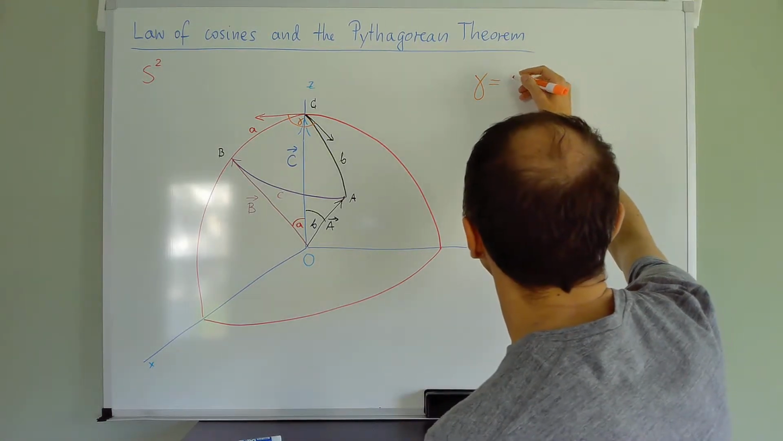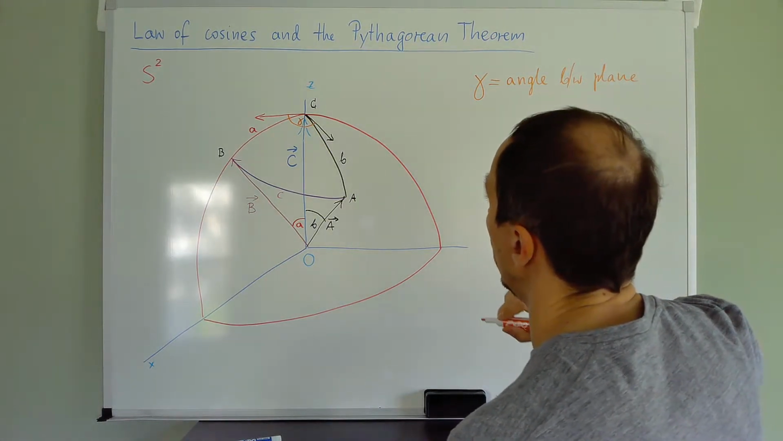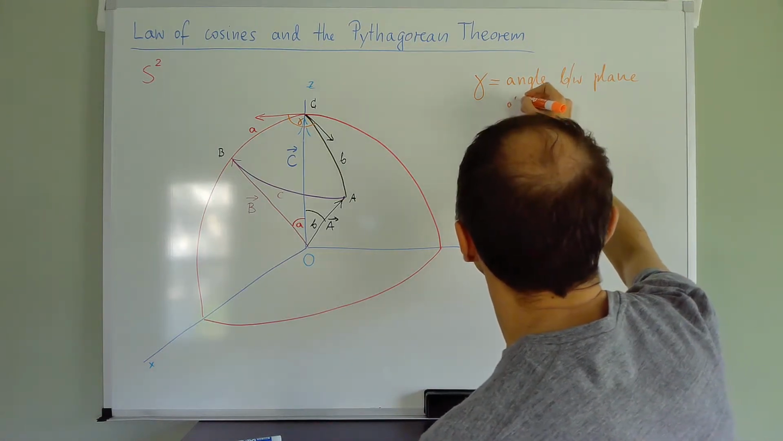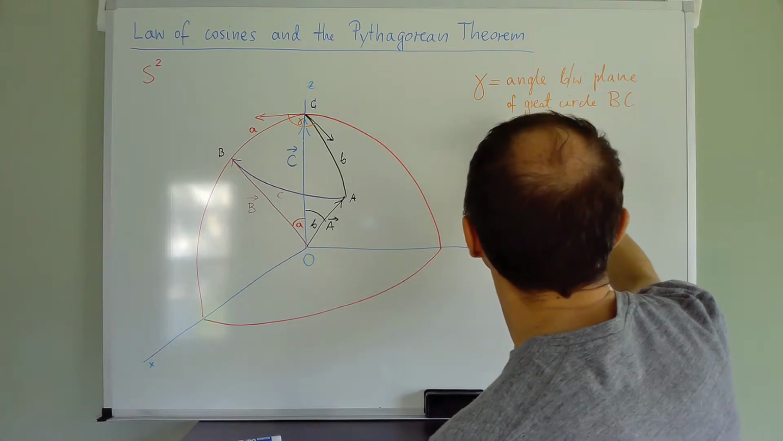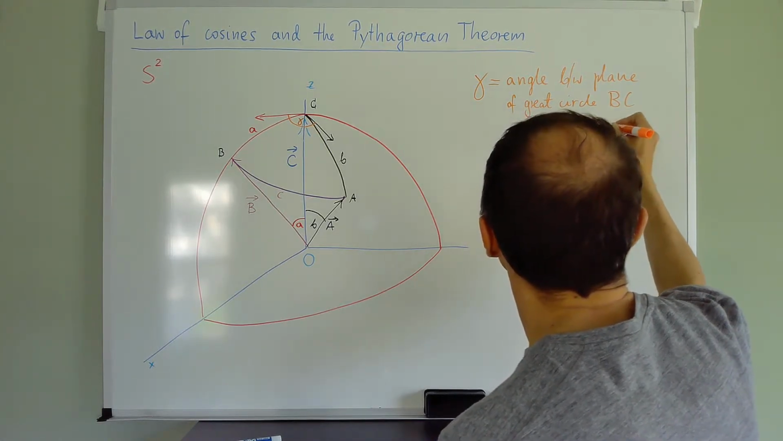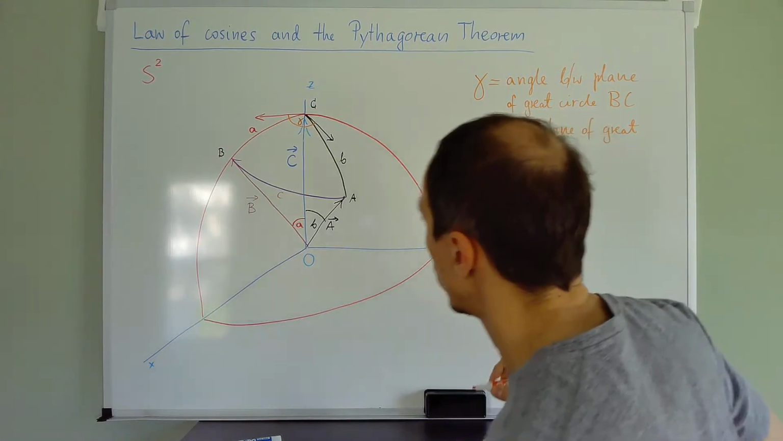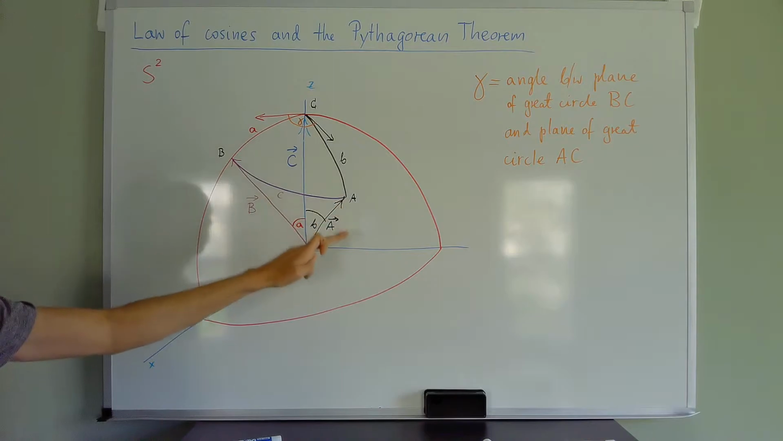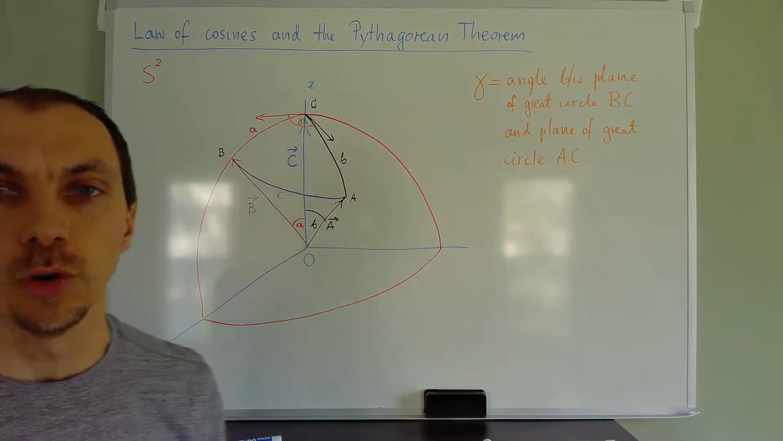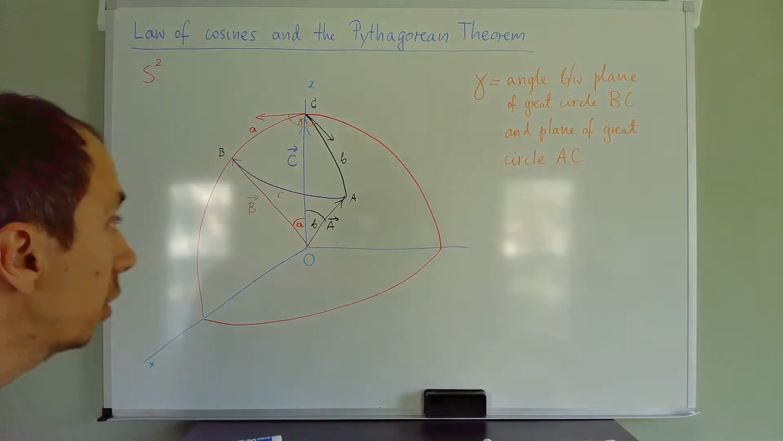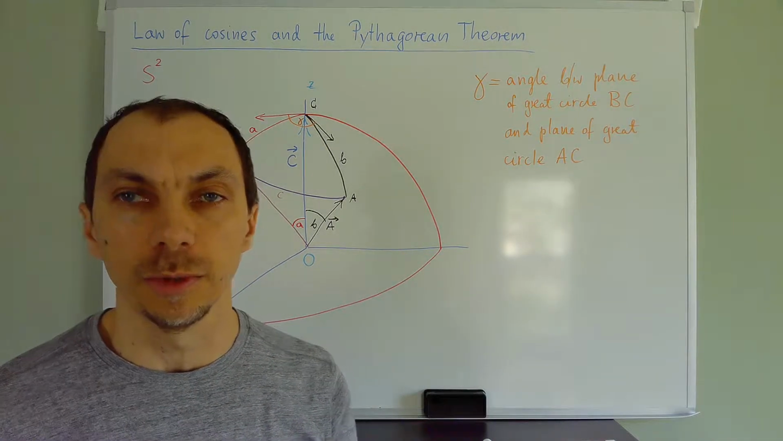So gamma is the same as the angle between the plane of great circle BC and the plane of great circle AC. Okay? The great circle BC and the great circle AC, gamma is the angle between these two planes. But that's the same thing as the angle between normal vectors to these two planes. So I can actually compute these normal vectors because I drew some of these vectors here on the picture for a reason, namely to be able to compute normal vectors.